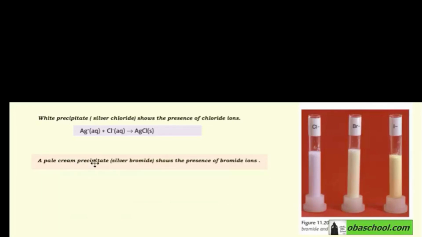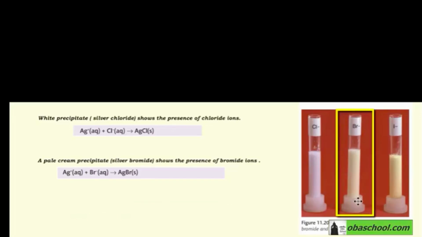A pale cream precipitate, which is silver bromide, shows the presence of bromide ions. This pale cream precipitate indicates that we have bromide ions. The ionic equation is silver plus bromide reacts to give silver bromide, solid, which is the pale cream precipitate, right here.